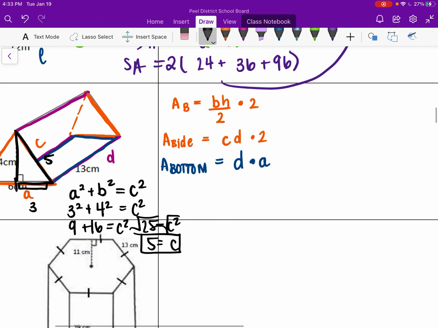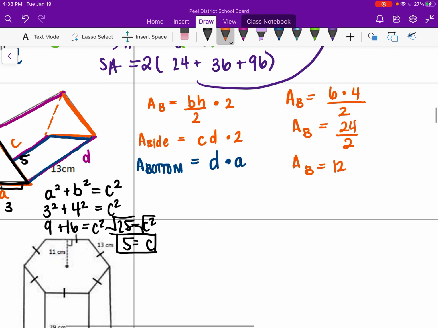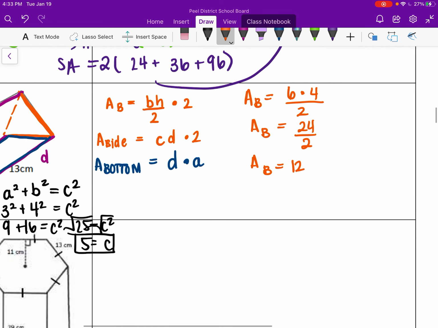So now we can find the area of the triangle. So let's find the area of the base. The area of the base is equal to base, which is 6, times height, which is 4, divided by 2, right? So area of the base is equal to 24 divided by 2, right? So area of the base is equal to 12. There's 2 of those, so don't worry, we'll do that later.